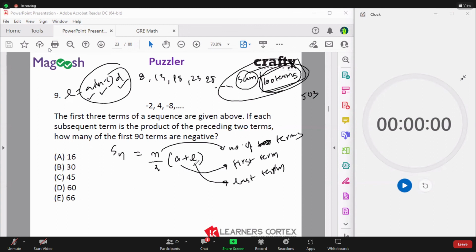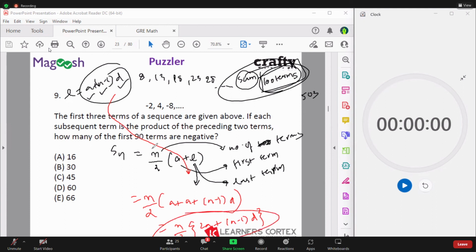We know d. So we can replace L by this formula, and this becomes n over 2 times a plus n minus 1 times d, or it becomes n over 2 times 2a plus n minus 1 times d. Okay, so this is a formula that you can use.